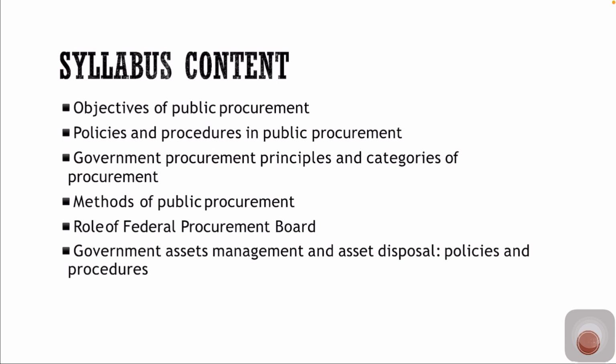So at the end of this lecture, you'll be able to identify what are the objectives of public procurement, and then you akan tengok apa itu policy and also procedure in public procurement. Moving on, kita akan tengok what are the principle and also categories of public procurement. And kita akan tengok apalah method yang diguna pakai oleh kerajaan dalam memperolehi sesuatu asset, service dan juga manpower. And kita akan tengok what are the role of Federal Procurement Board, and last but not least, kita akan tengok how the government is managing and assessing the assets, and also how the asset disposal is conducted according to the policies and procedure that has been stated.